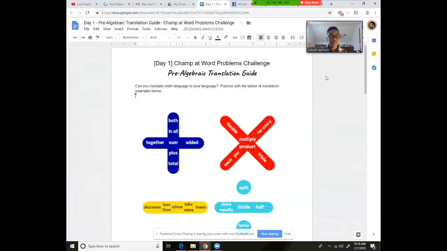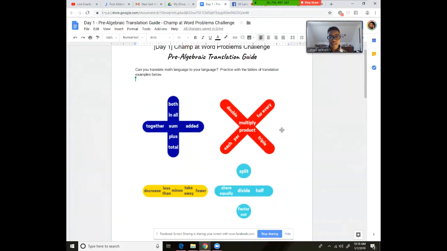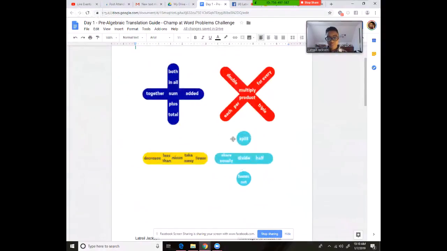That will graduate you to actually reading and understanding what the word problem is. You start with the math terms, like the ones I have on the screen here, and then you graduate to reading and understanding the actual word problem, the paragraph, the sentences. And that's actually what we're going to talk about tomorrow.